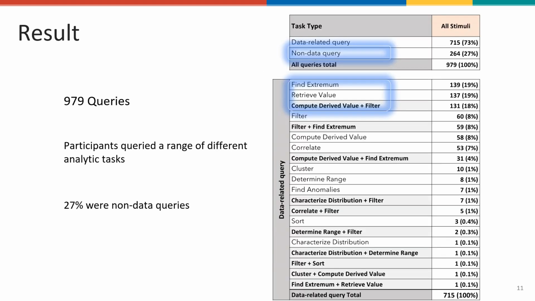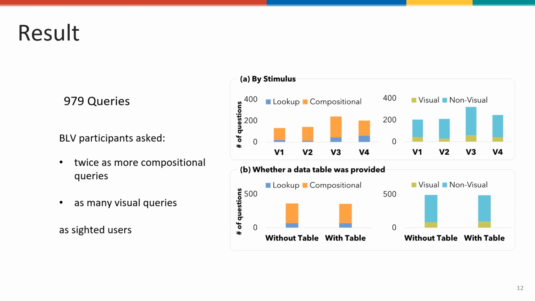Through the experiment, we collected a total of 979 queries. We found that participants asked queries with a range of different analytic tasks. Finding extremum, retrieving value, and computing derived value and filtering were the most common tasks. Also, 27% of queries were non-data, meaning that they were related to the context of the visualizations, such as the topic, or they were about the visual composition of the visualization. We also compared our queries to those collected by prior work from sighted people. We found that BLV participants in our study asked twice as many compositional queries and as many visual queries as sighted people. Whether the data table was provided or not did not have a significant effect on the participants' querying behavior.